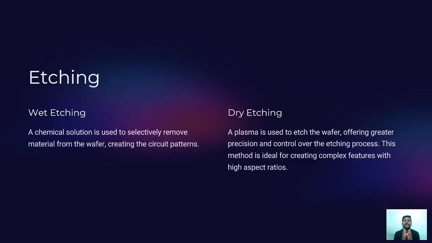After photolithography, let us come to the process of etching. We have two types of etching: wet etching and dry etching. Wet etching: a chemical solution is used to selectively remove materials from the wafer, creating the circuit pattern. Dry etching: a plasma is used to etch the wafer, offering greater precision and control over the etching process. This method is ideal for creating complex features with high aspect ratio.